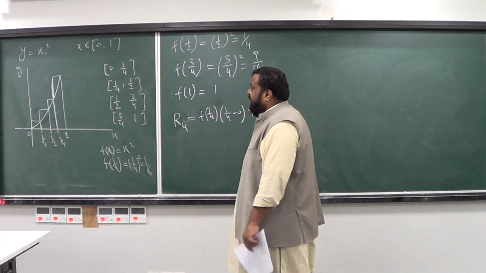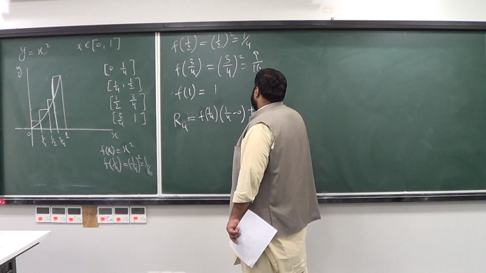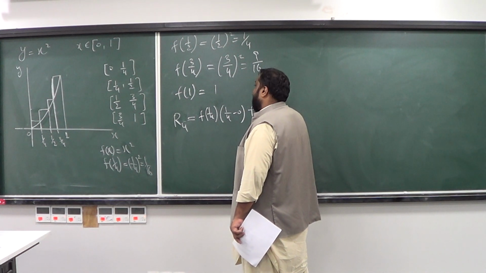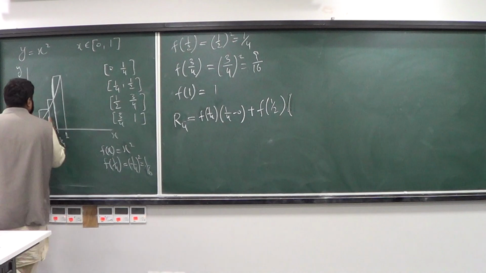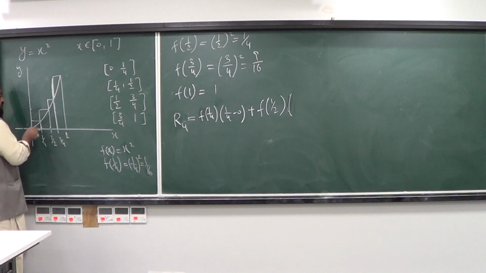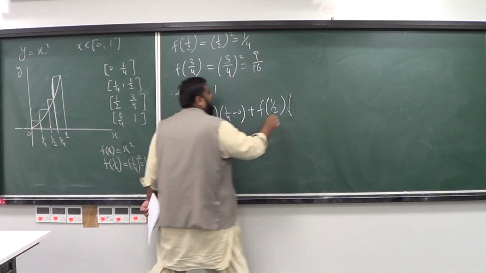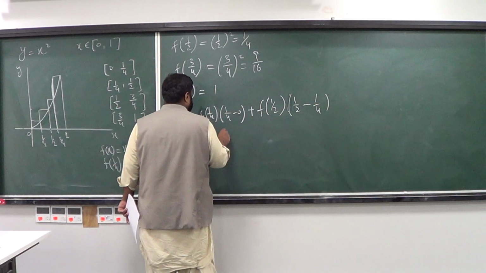Next is f of 1/2. So I'm talking about this rectangle. What is the height of this rectangle? It is f of 1/2. If this point is 1/2, this point is f of 1/2 on the curve. So I created a rectangle that has height f of 1/2, and the width of the rectangle is really 1/2 minus 1/4.